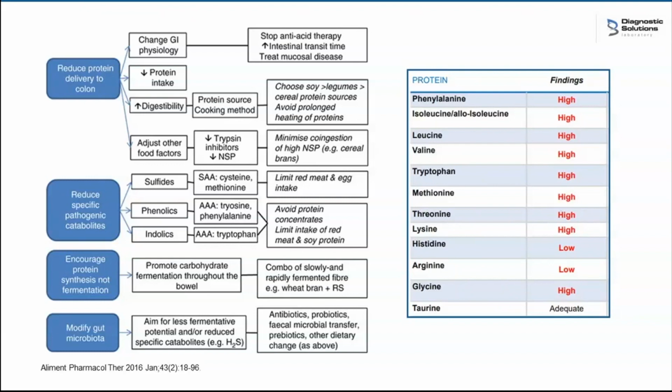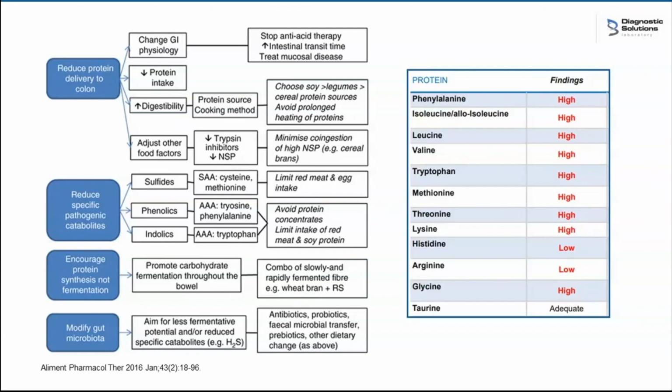Encourage protein synthesis and fermentation. So promote carbohydrate fermentation throughout the bowel. You're going to have less protein showing up to be available in the colon if there are also a lot of carbohydrates, specifically undigestible carbohydrates like fiber. So they have this combined slowly and rapidly fermented fiber. That's one of their suggestions: wheat bran plus resistant starch.